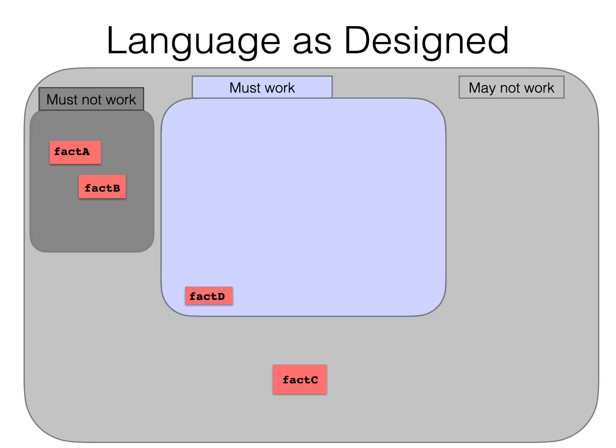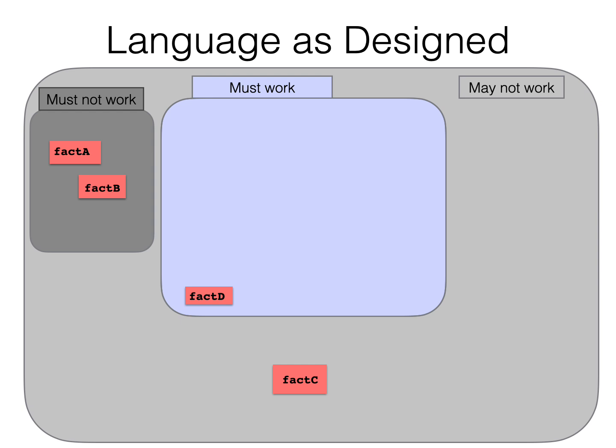So this sets us up for this slide, which as it develops is really the punchline of the talk: a programming language can be seen from 3 different perspectives. There's the language as designed. In the language as we designed Yedalog, factorial A and B must not work. It's guaranteed in the Yedalog semantics that it won't work.